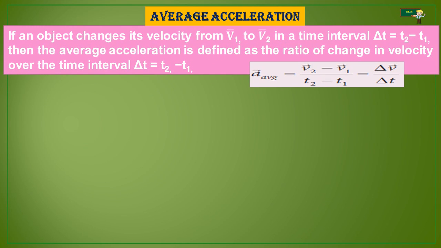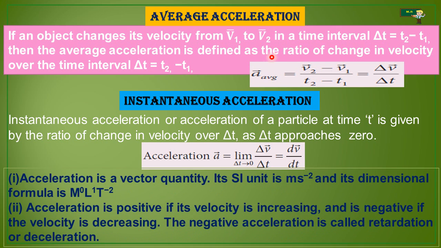Average acceleration. We know what we mean by acceleration. If an object changes its velocity from v1 to v2 in a time interval of t1 to t2, then the average acceleration is defined as the ratio of change in velocity over the time interval. That means del t is equal to t2 minus t1, so average acceleration is equal to v2 minus v1 divided by t2 minus t1, or del v vector divided by del t.